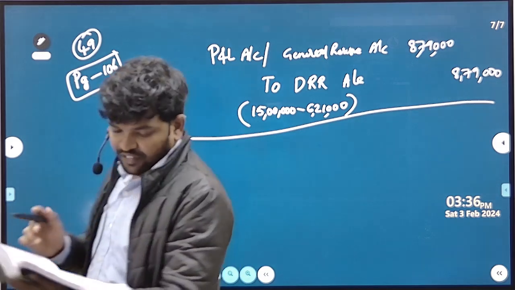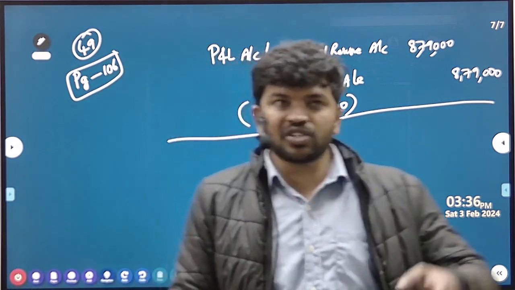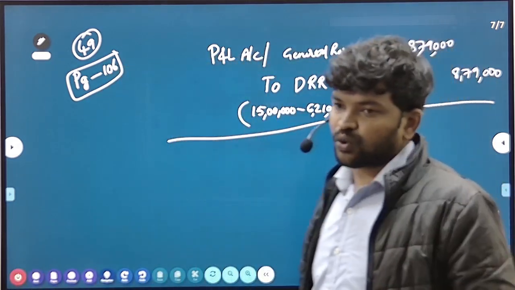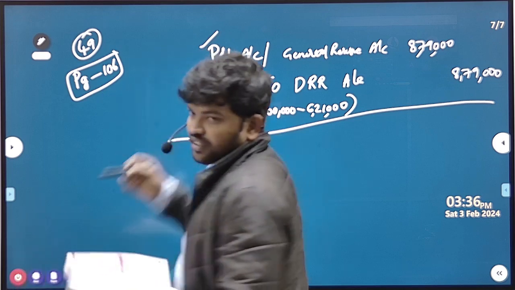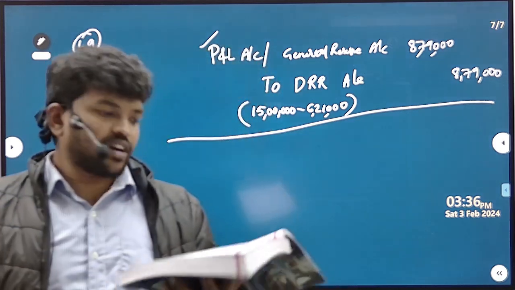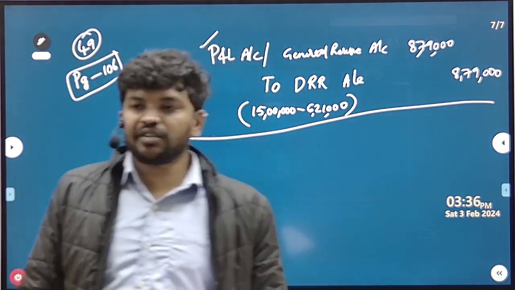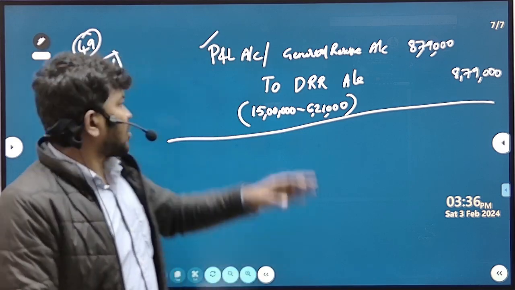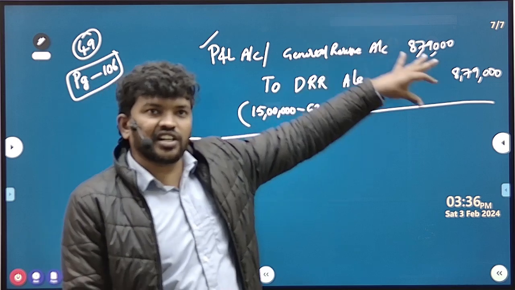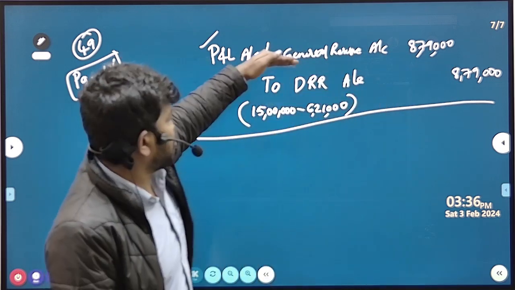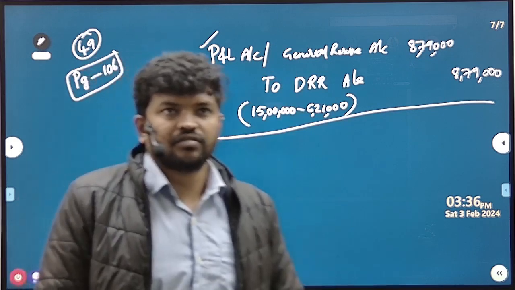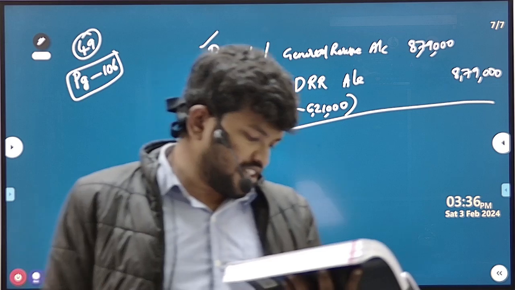In the sum, they have used surplus account. Surplus account is nothing but P&L account. Brijesh, see here. In the sum, they have given surplus account. Surplus account is nothing but P&L account. Okay, P&L account or general reserve account. Any free reserve you have to use to create DRR. This is clear, first entry.